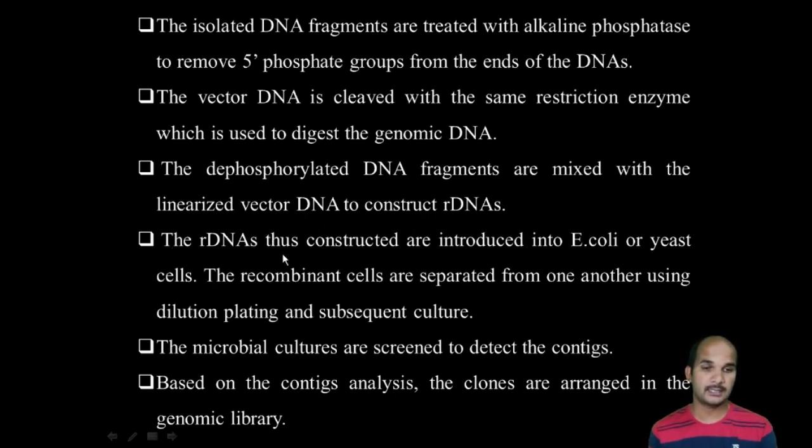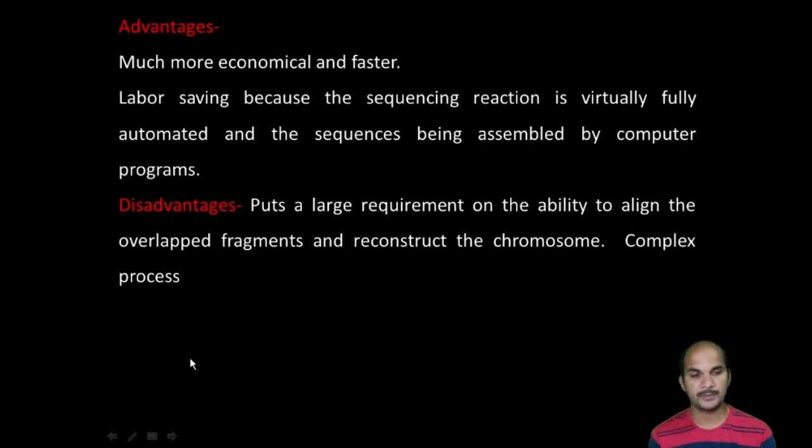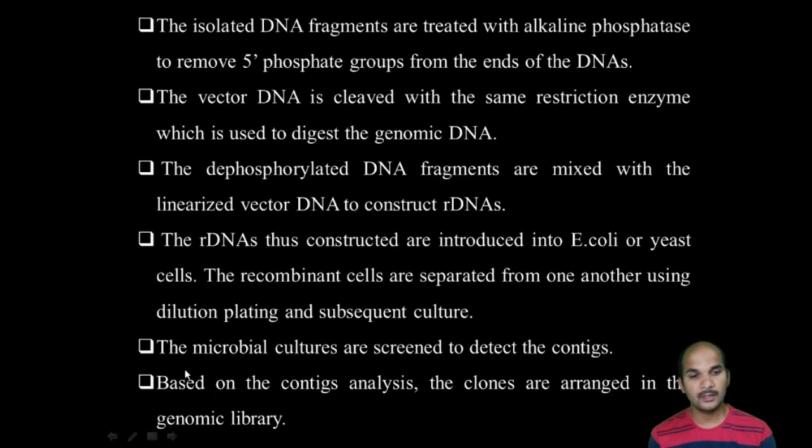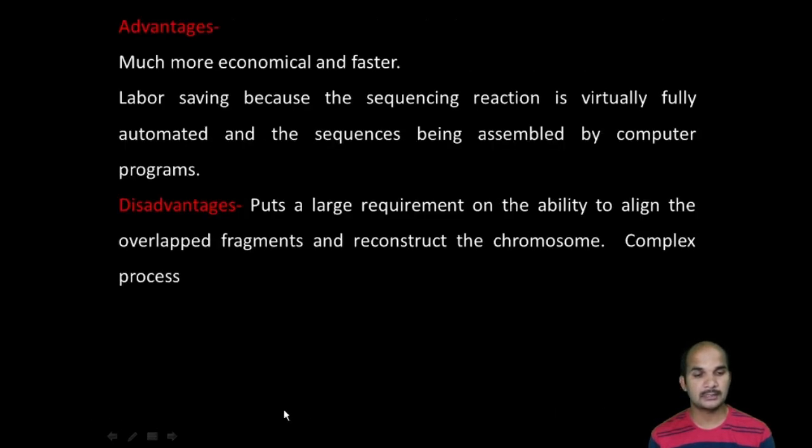The rDNAs thus constructed are introduced into E. coli or yeast. The recombinant cells are separated from one another using dilution plating and subsequent culture. The microbial cultures are screened to detect the contigs. Based on the contig analysis, the clones are arranged in the genomic library.